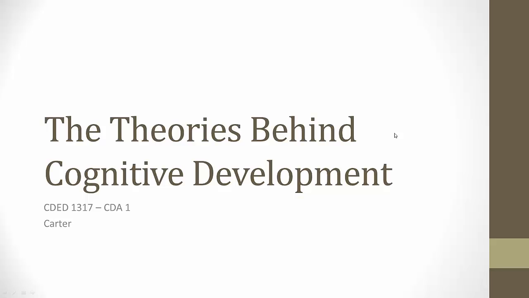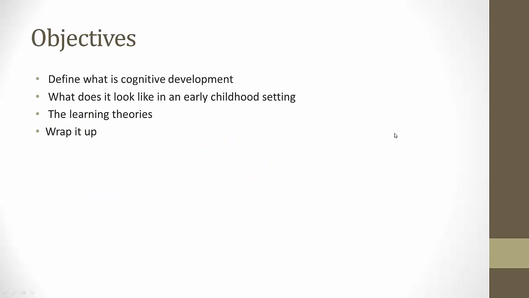CDA Functional Area 5 is going to assess how one uses a variety of developmentally appropriate strategies and experiences to promote cognitive development. This lesson plan will be broken up into specific learning objectives. First, we will define cognitive development.